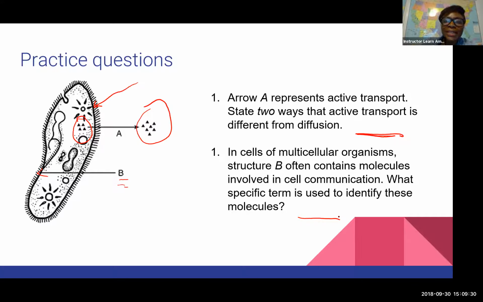All right, so the first one, it's saying, A, we're moving materials from an area of low concentration to an area of high concentration. So anytime it's going from low to high, that's active transport. And the way they're different is that molecules are moving from low to high, so energy will be needed to move these molecules. And the second one, B, already established that it's the cell membrane. It says what specific term is best used to identify these molecules. So receptors, remember, are found on the cell membrane to help with communication in the cell. Okay, so I hope you guys got those right.